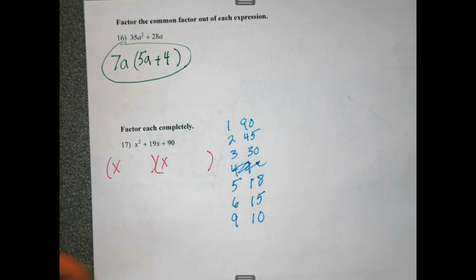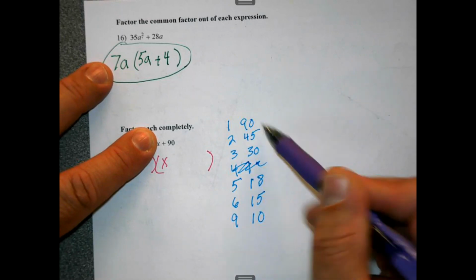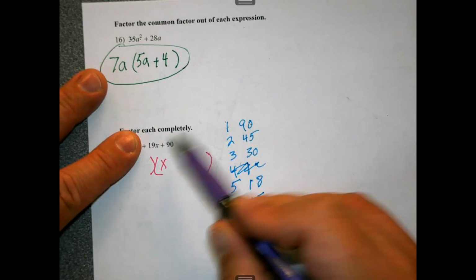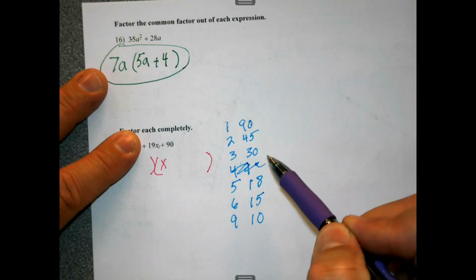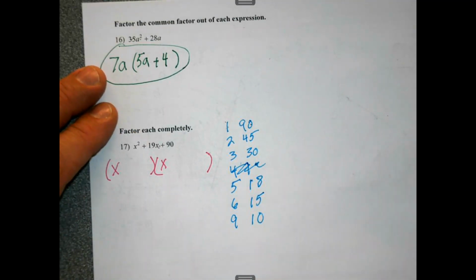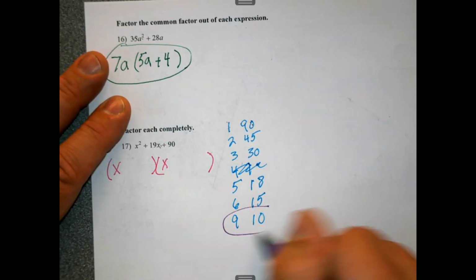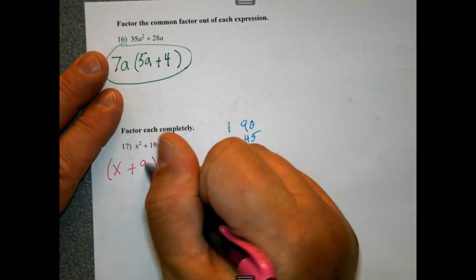Now, they have to multiply to a positive number. So they could either be a positive times a positive or a negative times a negative. They're going to add up to a negative 9 or positive 19, so they both have to be positive, right? Which two factors are going to add up to 19? There's my answer. Positive 9, positive 10.